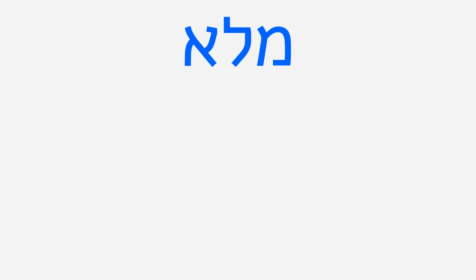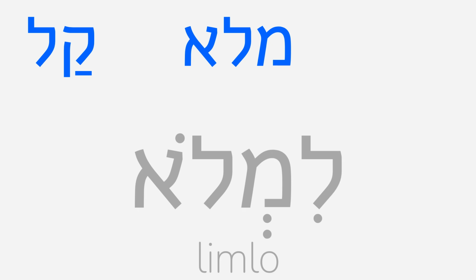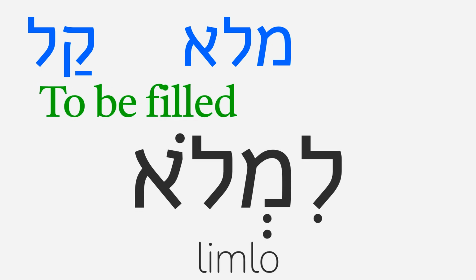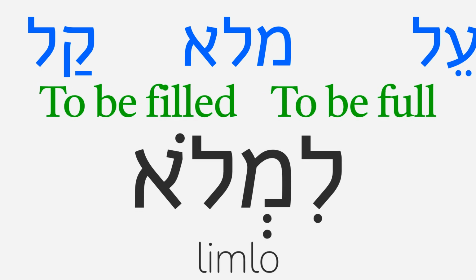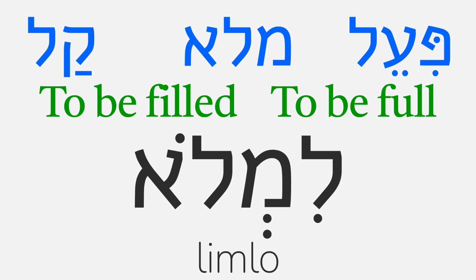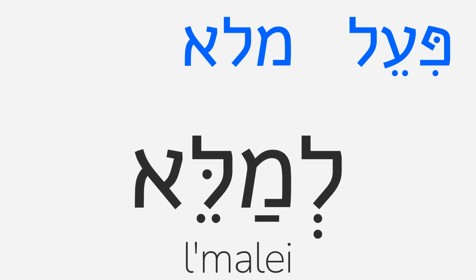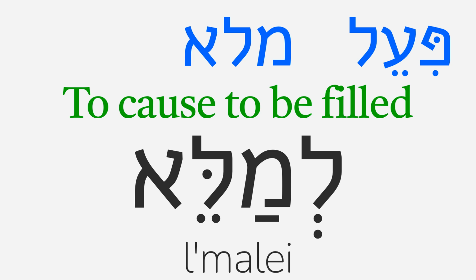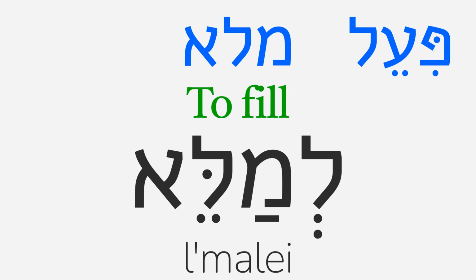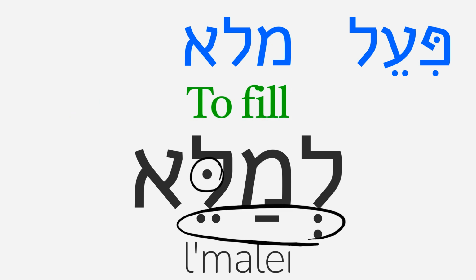Let's learn another root, mem lamed aleph. This root in a kal infinitive is limlo, which means to be filled or to be full. Since the Piel often makes the causative form of its kal counterpart, what would the Piel infinitive lemale mean? The kal means to be filled, so to cause to be filled is the meaning of the Piel lemale. Of course, the better way to translate it is simply to fill. Again, note the Piel infinitive pattern of shva, patach, tzere, and dagesh.